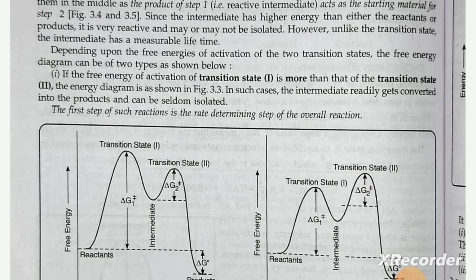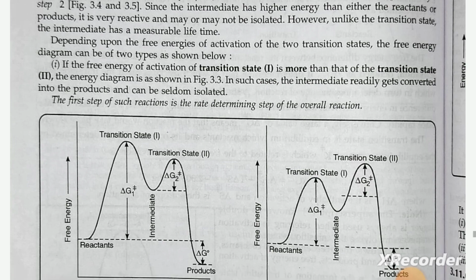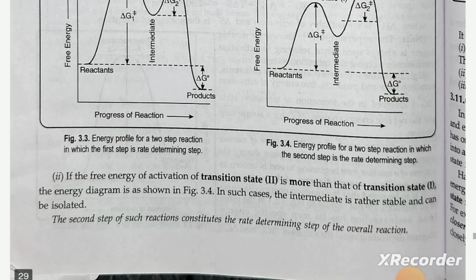Depending upon the free energies of activation of the two transition states, the free energy diagram can be of two types as shown below. First, if the free energy of activation of transition state 1 is more than that of transition state 2, the energy diagram is as shown in figure 3.3. In such cases, the intermediate readily gets converted into the product and can seldom be isolated. The first step of such a reaction is the rate determining step of the overall reaction. Figure 3.3: Energy profile for a two-step reaction in which the first step is the rate determining step. Figure 3.4: Energy profile for a two-step reaction in which the second step is the rate determining step.